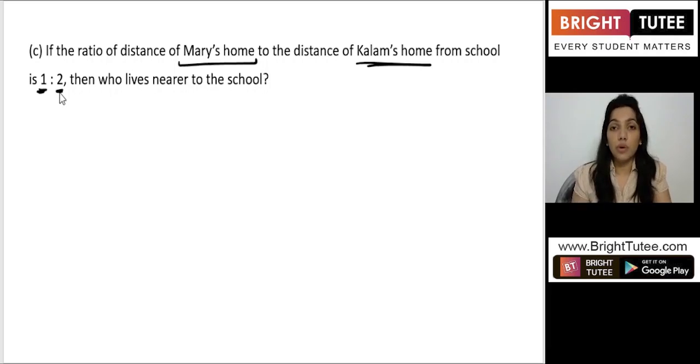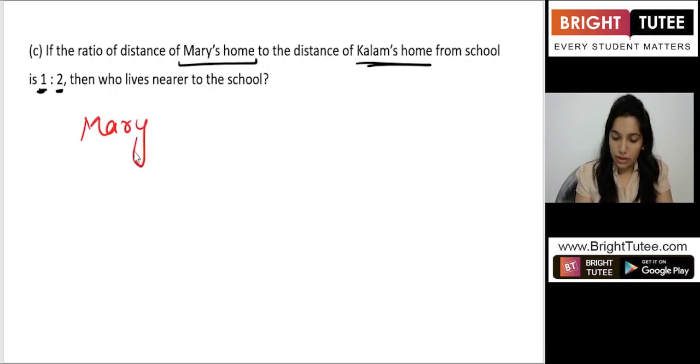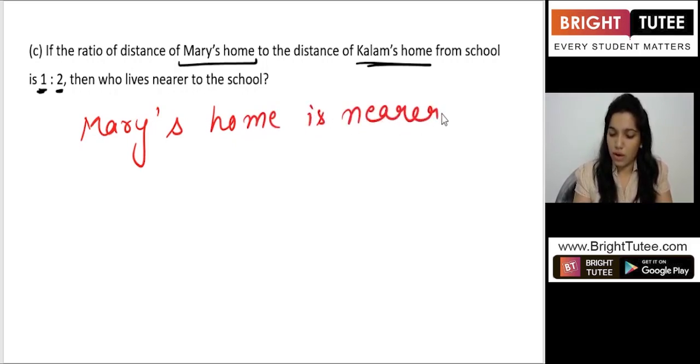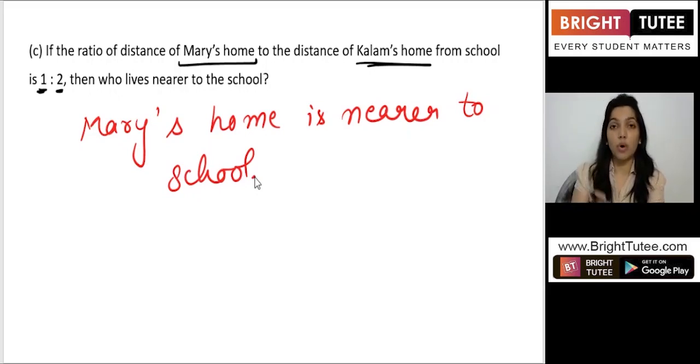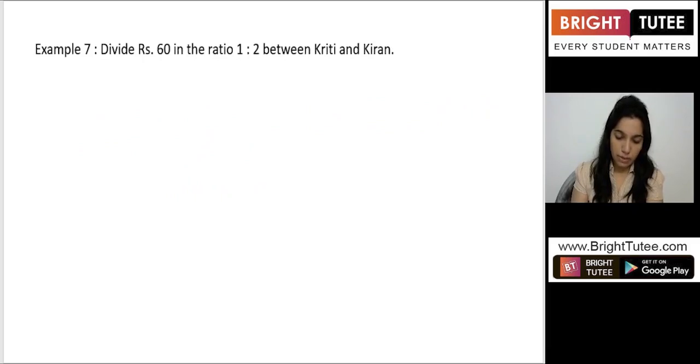So what do you think? Who lives nearer now? Clearly, now Mary lives nearer. So let's write Mary's home is nearer to school. I hope it's clear how we are finding who lives near or who lives far just by looking at the ratio. The number which is representing the smaller number in the ratio is definitely living closer to school.